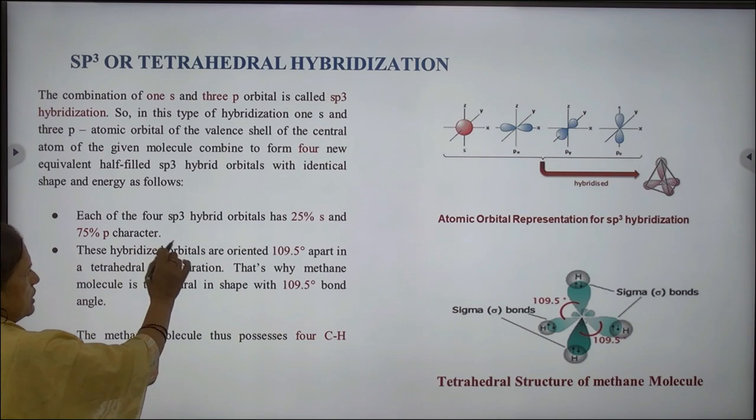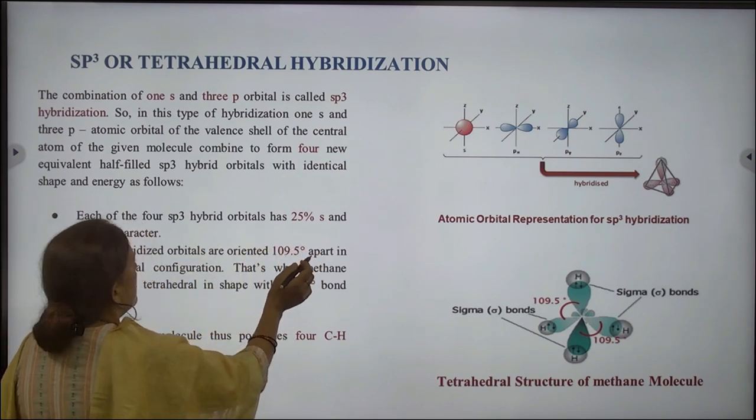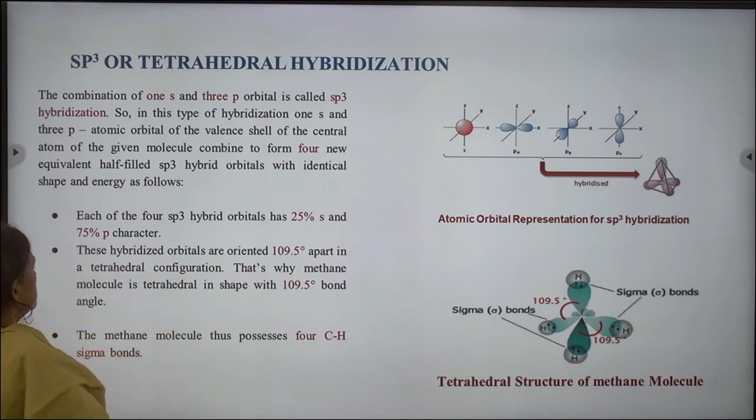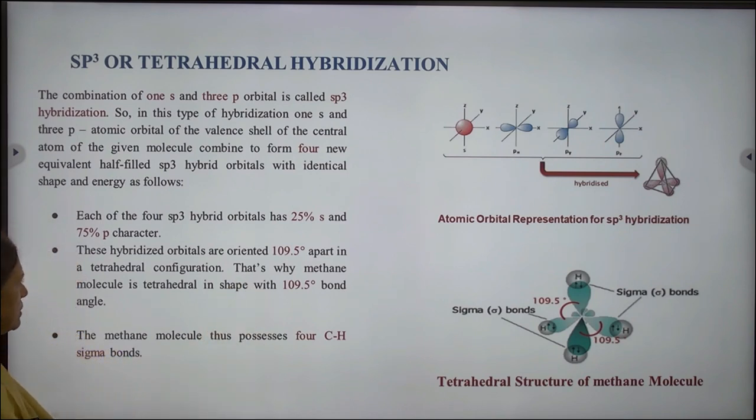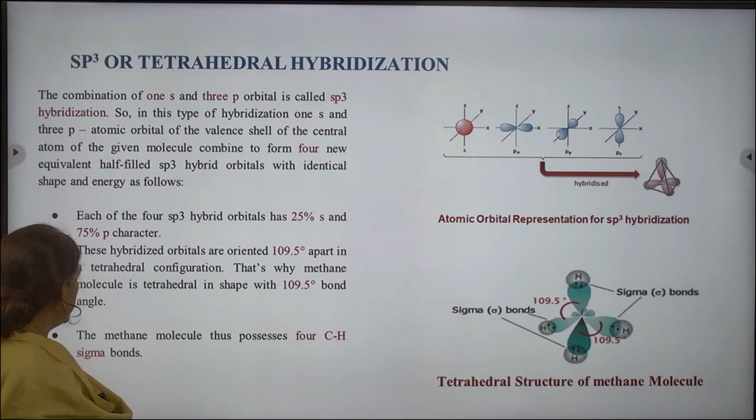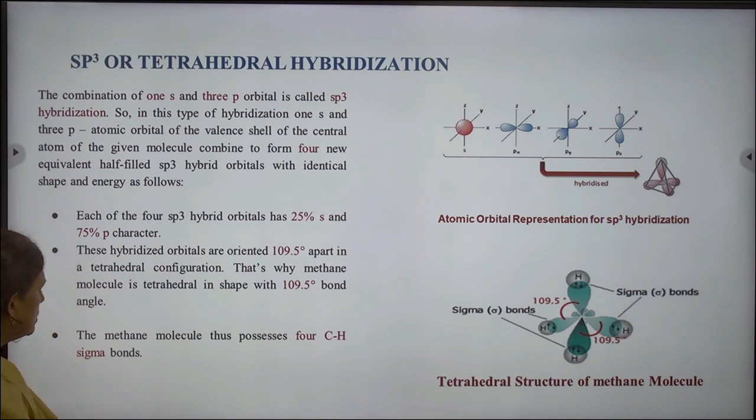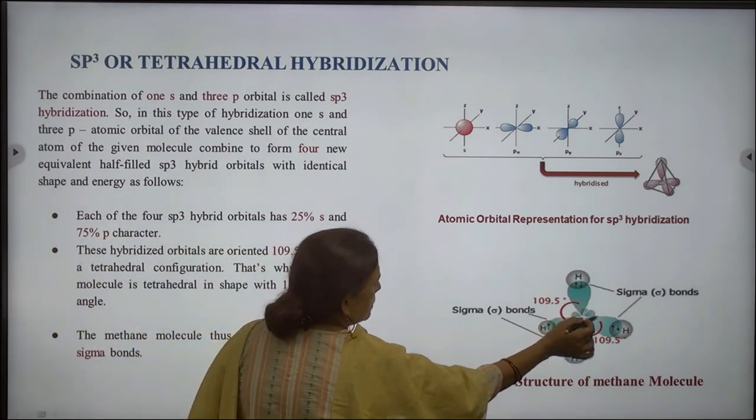Each of the 4 sp³ hybrid orbitals has 25% s character and 75% p character. These hybridized orbitals are oriented 109.5 degrees apart in a tetrahedral configuration. That's why methane molecule is tetrahedral in shape with 109.5 degree bond angle. The methane molecule thus possesses 4 carbon-hydrogen sigma bonds.